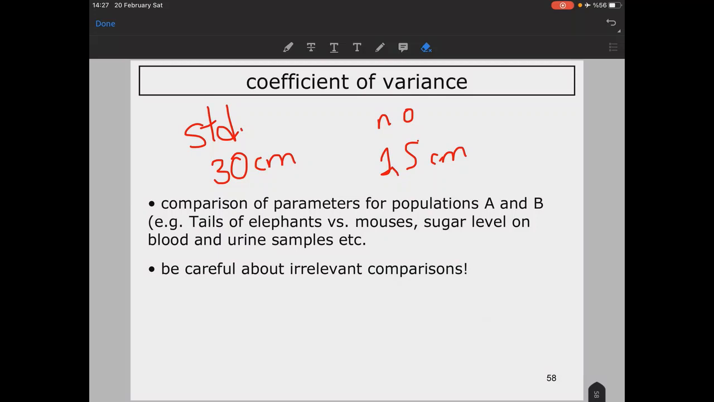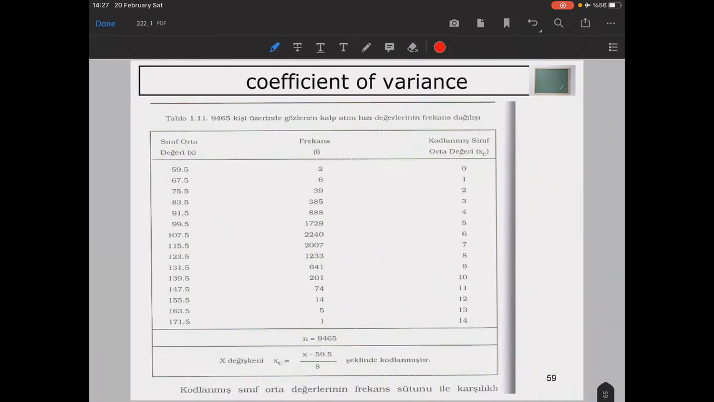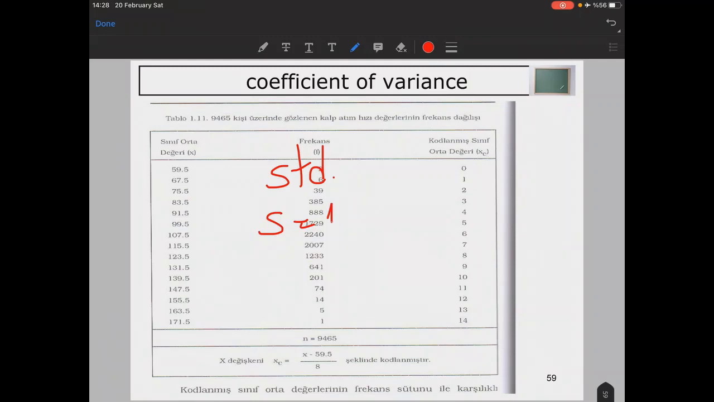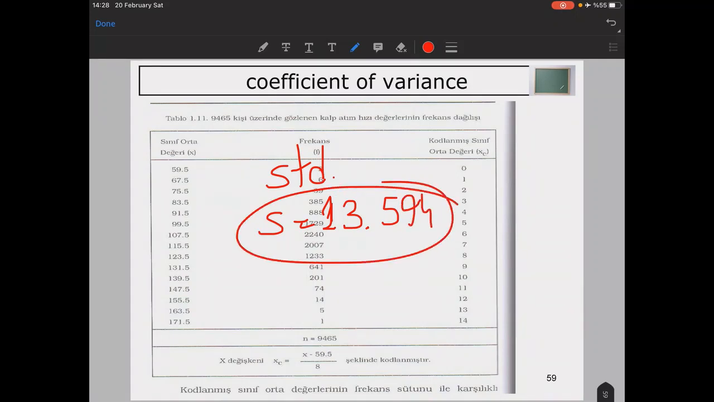So that's why we need the coefficient of variance calculated with respect to your average or arithmetic mean as well. Or, for example, if you're dealing with the sugar level in blood or urine samples, which one is differing more in those samples after given a particular diabetes drug, for example? So what we do here is, let me just show you the example we solved before, the heartbeat. Our standard deviation, namely your S, was what? 13.594, right? We had already calculated this.